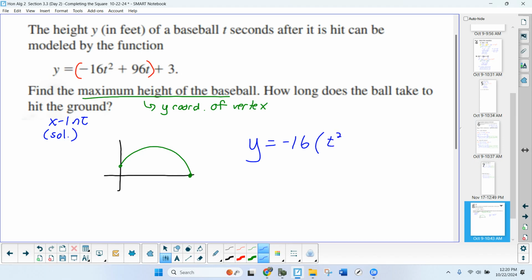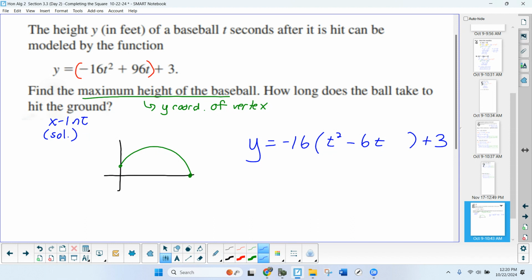t squared minus 6t, leave some space, plus 3. Because think about redistributing. Then give me -16t squared, and then a negative times a negative is a positive, and 16 times 6 is 96.